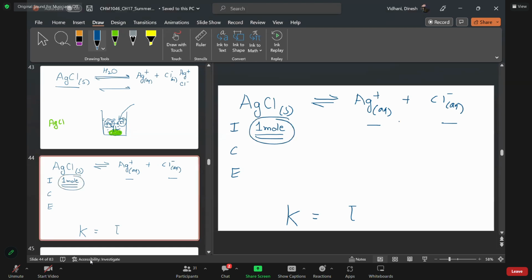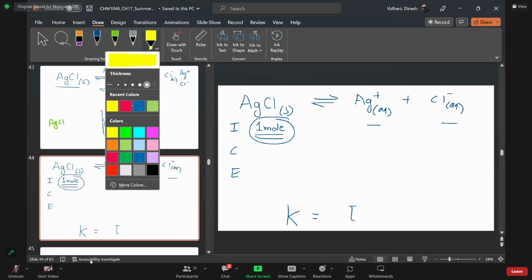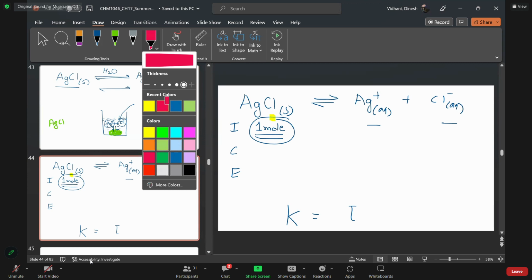If I give you initial 1 mole, the answer is no. Why is that? Because this does not get inside the solution. This is not part of the solution. It's a heterogeneous mixture. This thing is lying outside the solution. There is no 1 mole inside the solution. So practically, I cannot write this one over there, right? So I'm just going to put it in red so that you know that we shouldn't be writing it over here.